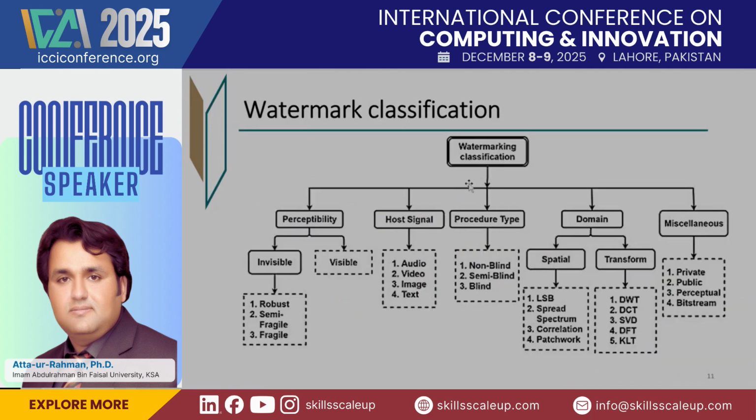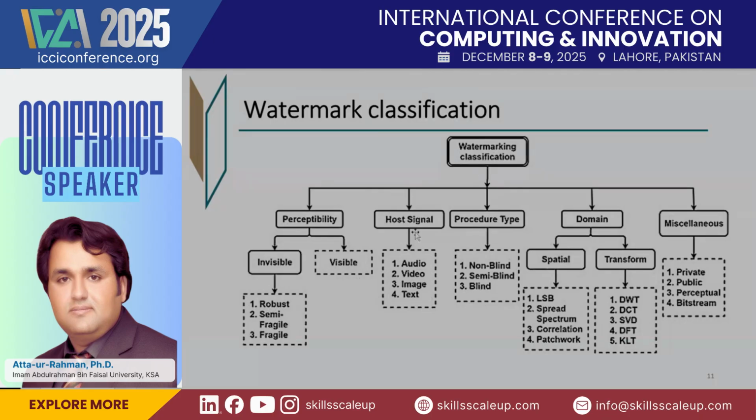As far as watermark classification is concerned, it has been used on a variety of media for a variety of purposes. In terms of perceptibility, sometimes the watermark is visible. For example, when we are watching some news channel, you can see the watermark visible on the television. In terms of invisible, we can have robust, semi-fragile, and fragile. Robust means it will withstand any kind of attack. Semi-fragile will behave 50-50. And fragile will immediately tell whether some forgery has happened.